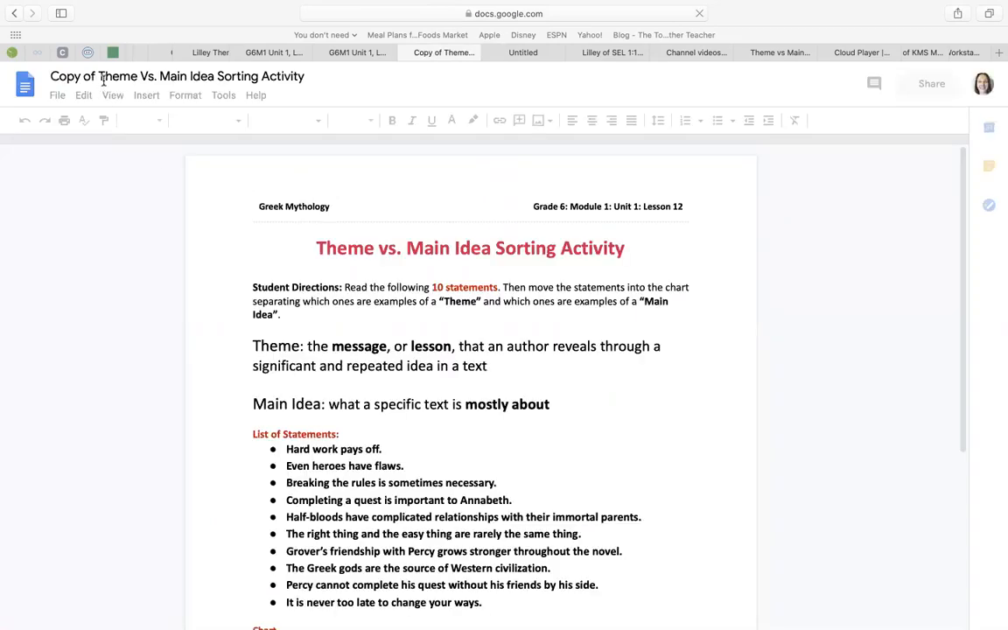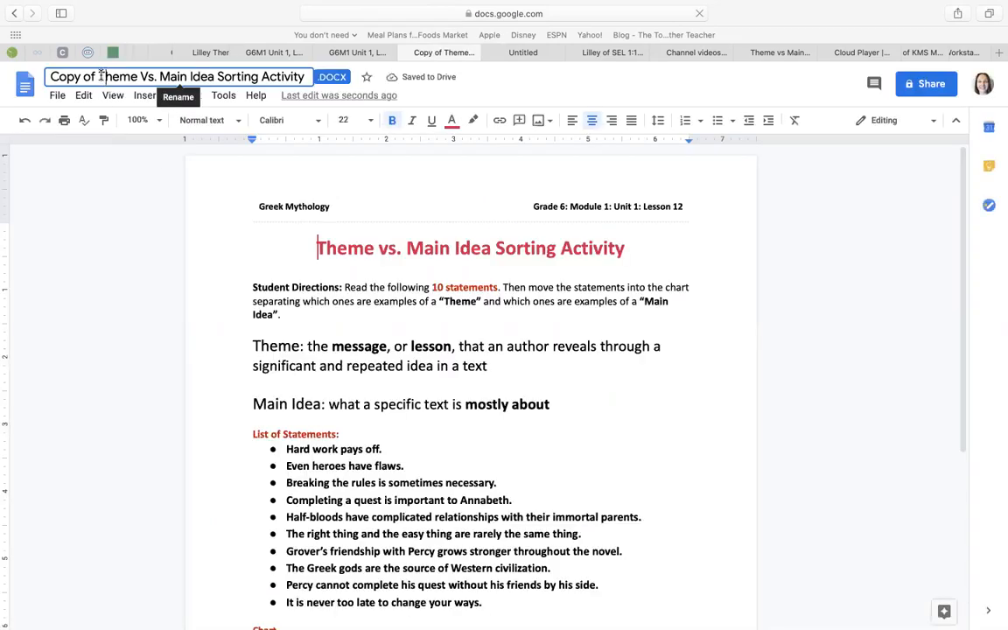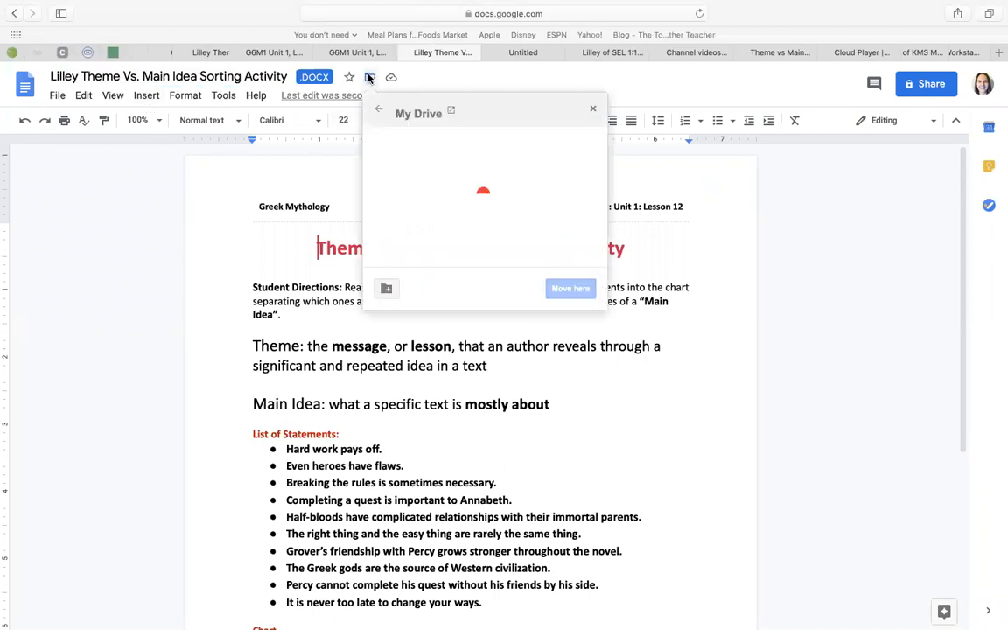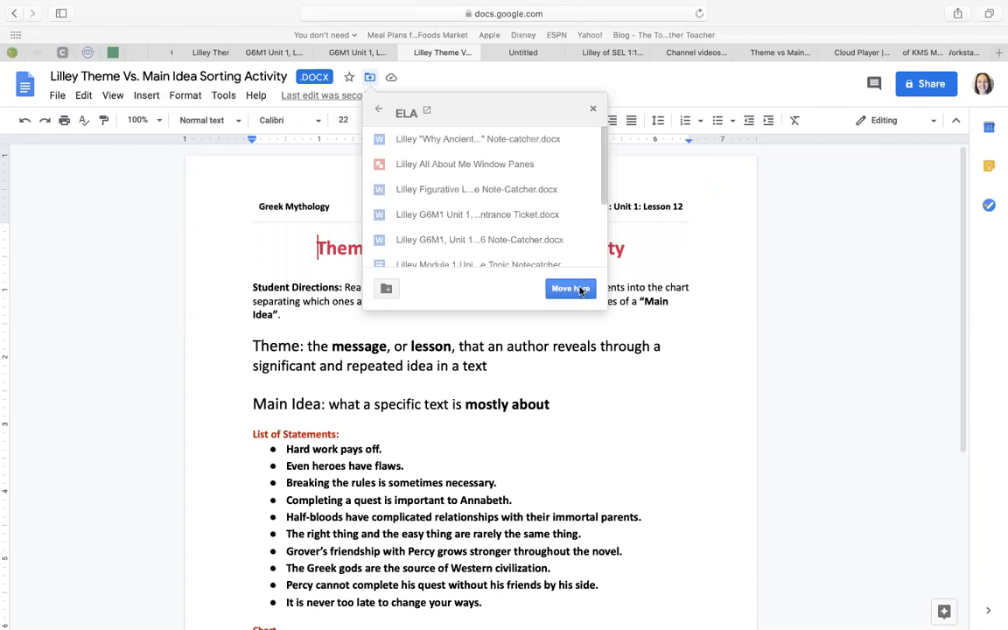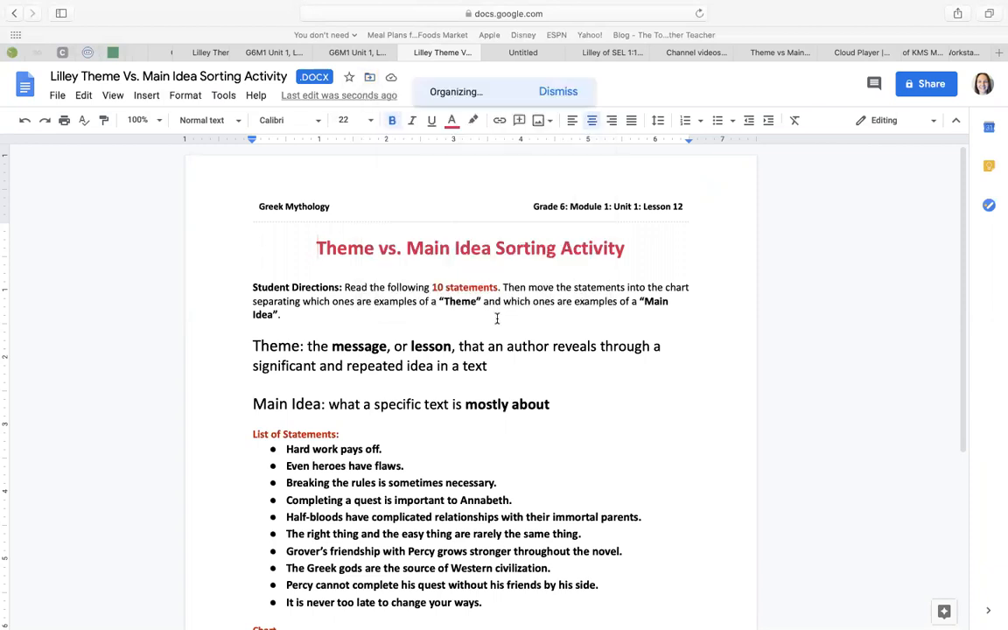We know the first thing we always want to do when we make a copy is to rename it. So we went ahead and put our cursor up here in the name of the document. We erased "Copy of," and we replaced it with our name so it's easier to find. And then we needed to file it. So we clicked on that file icon, opened up, scrolled down to our virtual school year folder, clicked the arrow, found our ELA folder, clicked the arrow, and clicked on "Move here" so we can access it easily.